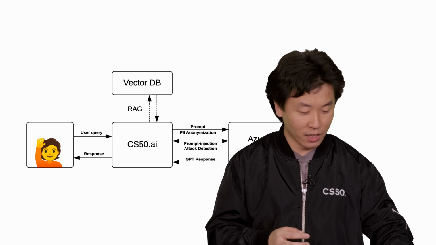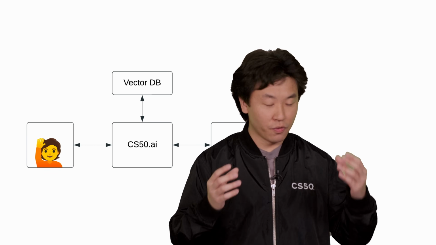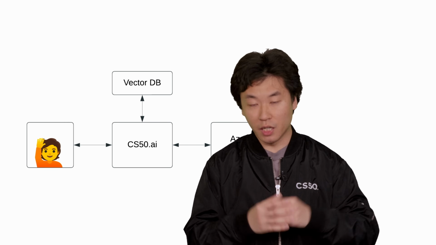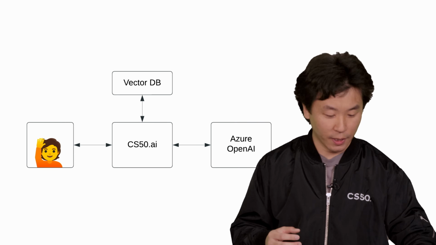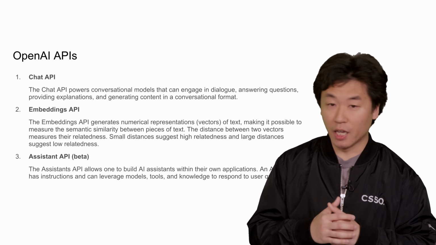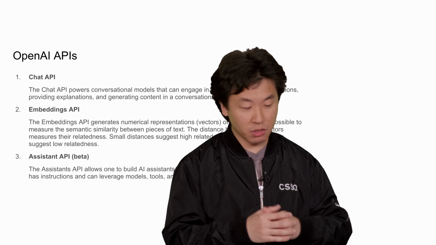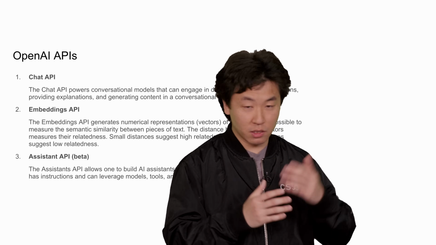That's a lot. Let's simplify a bit, and we will focus on what kind of APIs were used in this process, and I will provide some demos along the line. So these are the APIs that CS50 uses most of the time. There are three major OpenAI APIs used in this system.